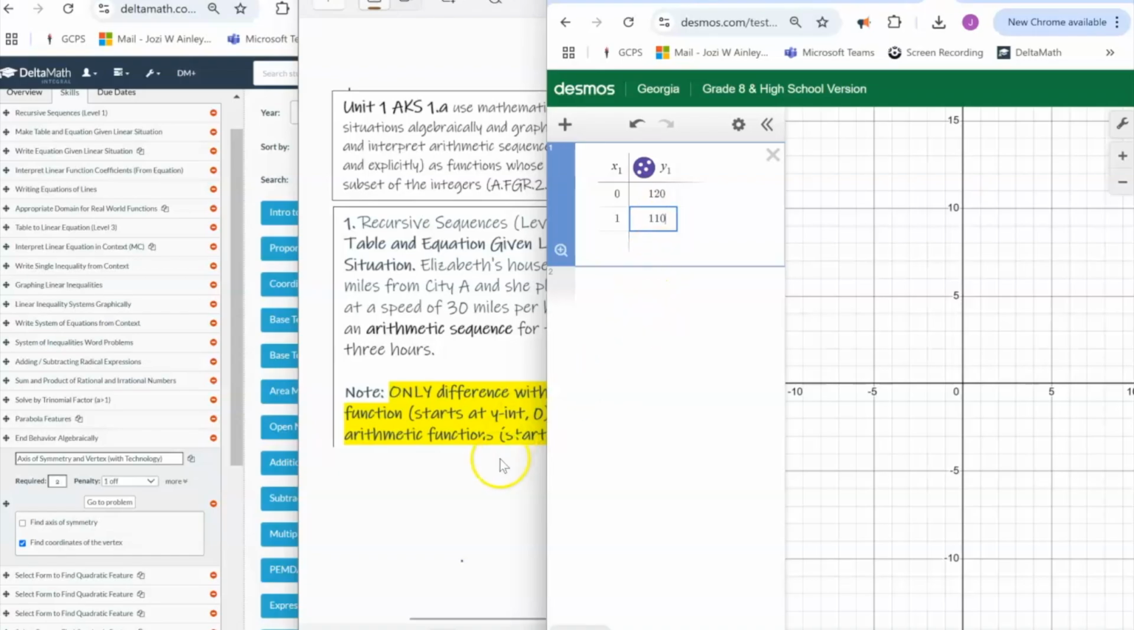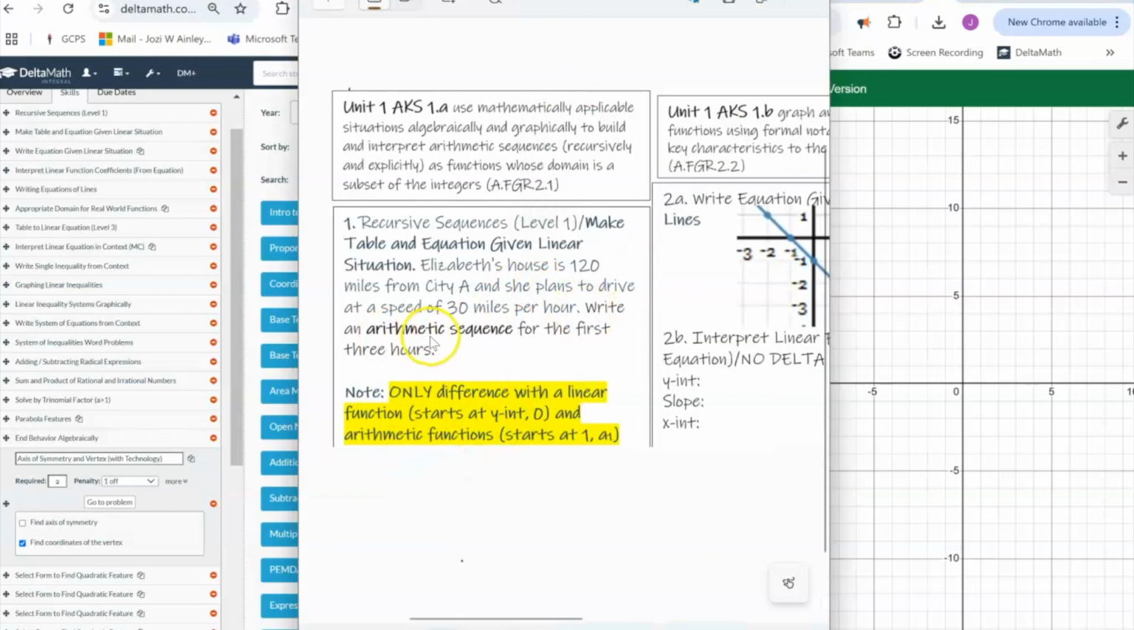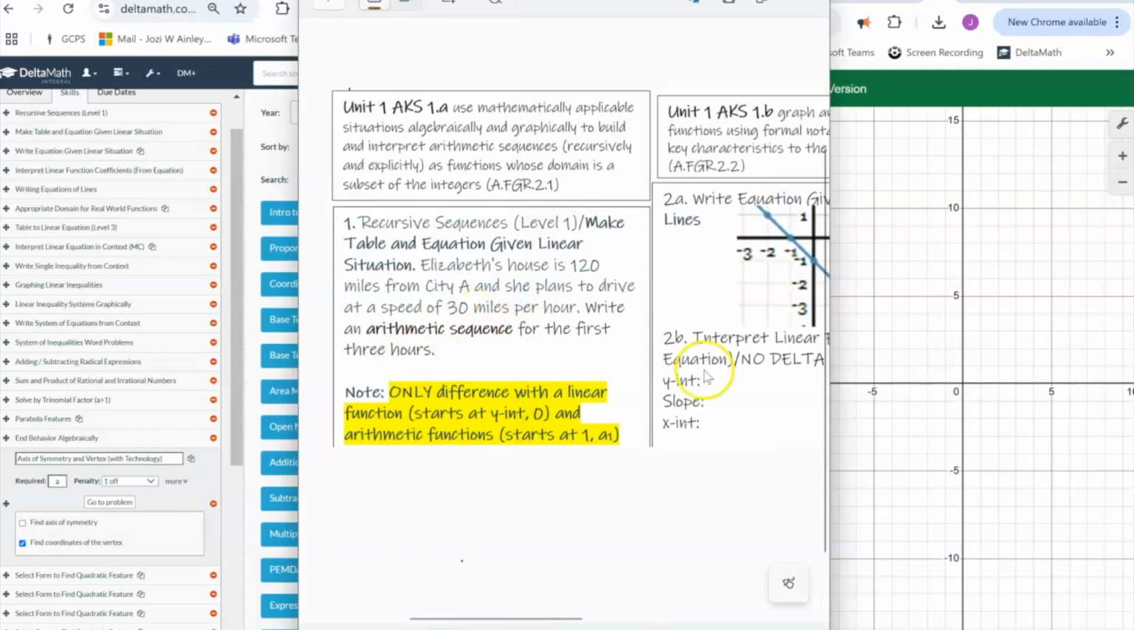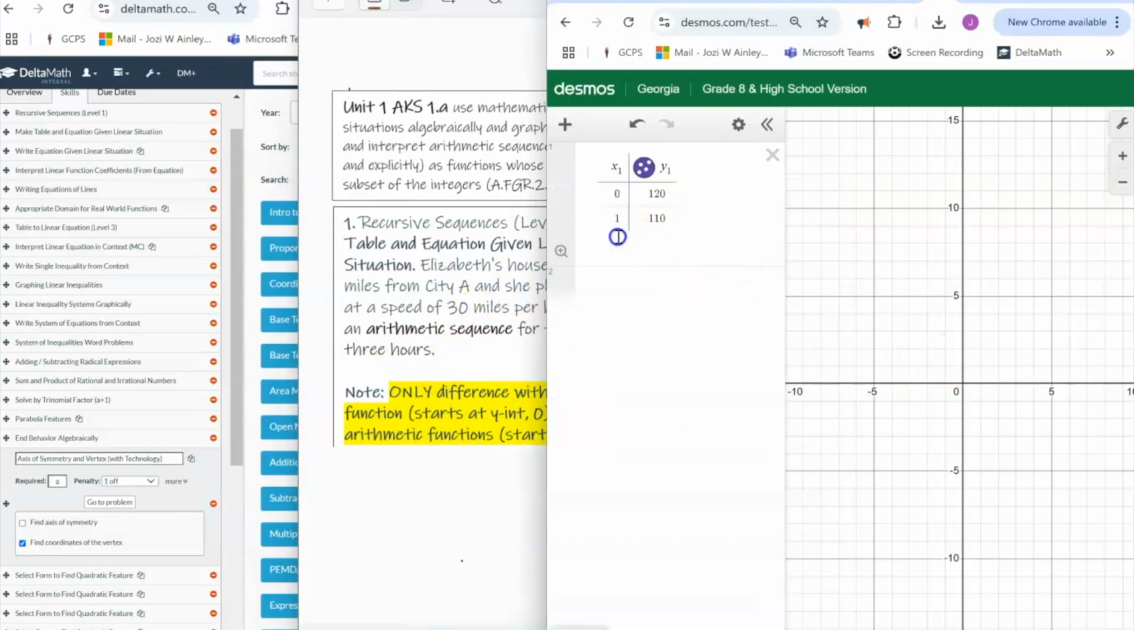Okay, so again, the only difference between arithmetic sequences and linear functions is that with linear, we start right here, whereas with arithmetic, we start right here. Okay, so if we're being asked to write an arithmetic sequence, I'm not going to look at the 0. All right, for the first 3 hours. So I need 3 hours. So that's hour number 1. Hour number 2, hour number 3.